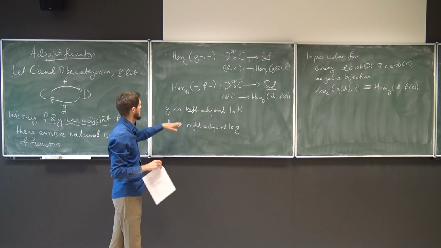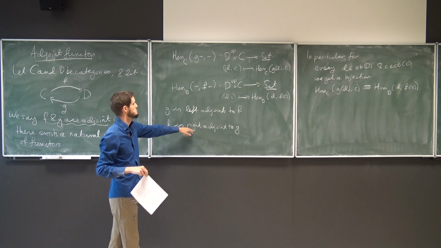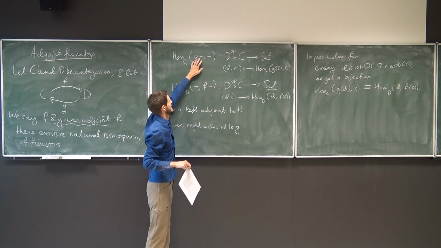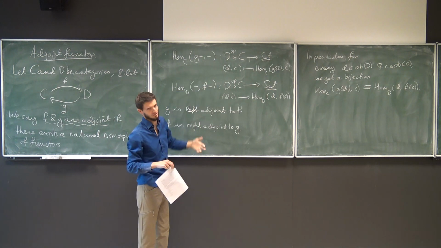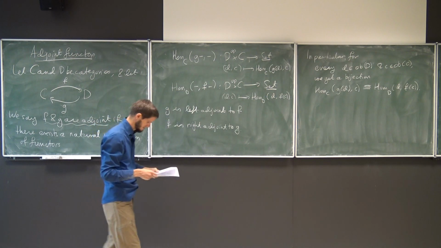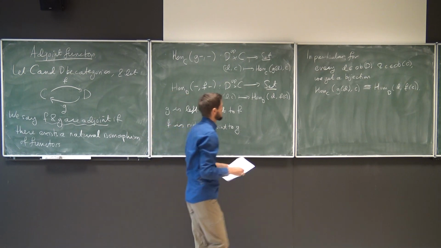How do you remember, I said G is left and F is right adjoint? Notice that G is appearing on the left in this thing and F is appearing on the right. So that's how one could try to remember this. Okay, so let's do some examples.